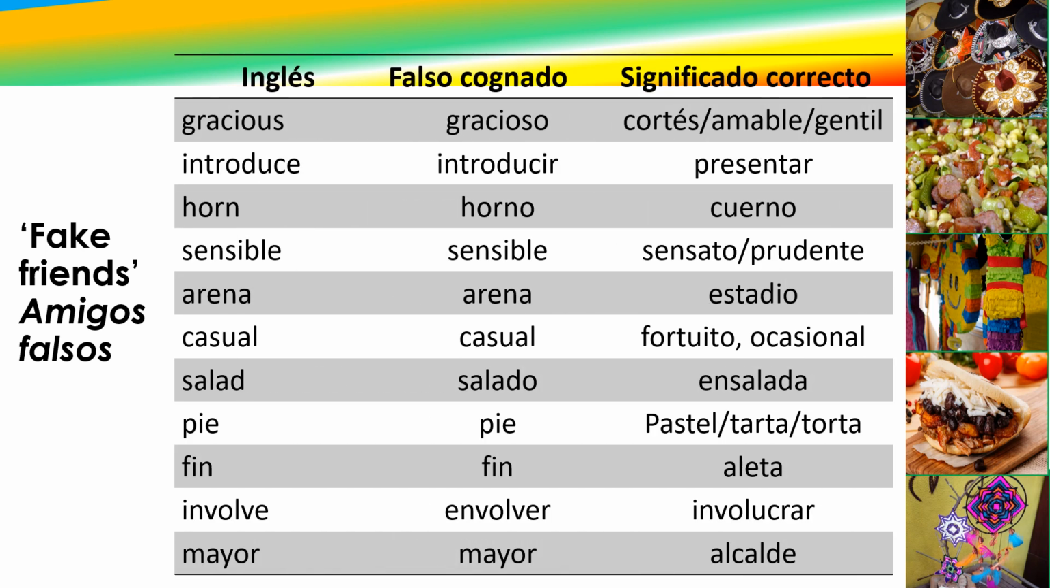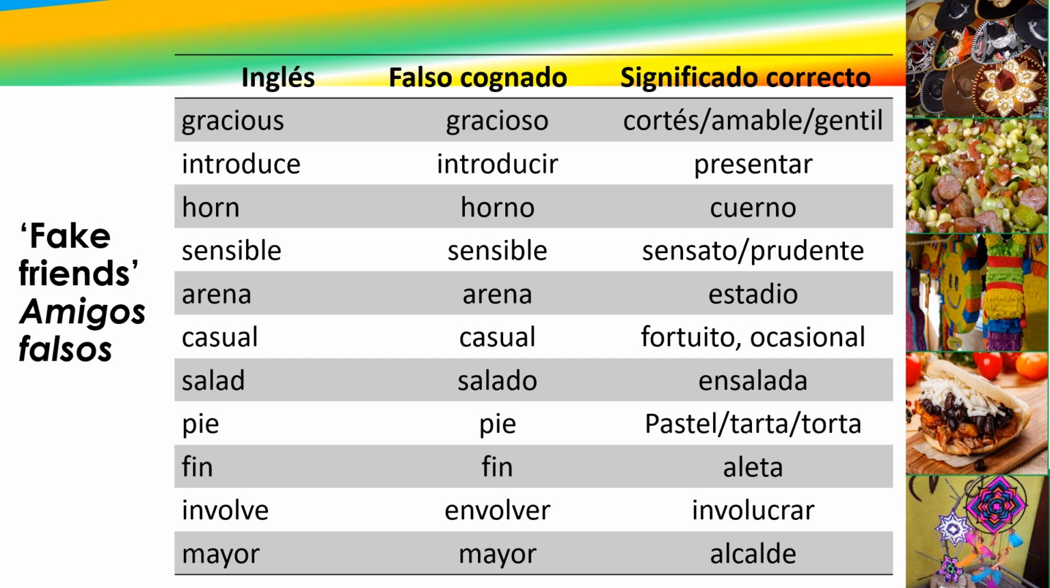Now here we have some more fake friends, amigos falsos. All right. Now the first one, gracious. Do you think it's gracioso? No way. The correct word is cortés or amable or gentil.